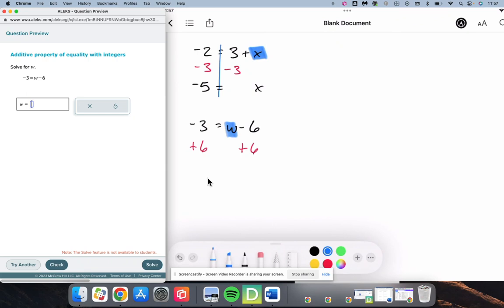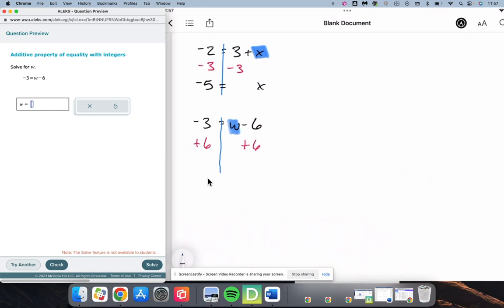And I'll draw my blue line again to remember that I've got to maintain equality here. I've got to keep both sides of the equation balanced. Negative 3 plus 6 is going to be positive 3, and what's left is a w, because negative 6 plus 6 is 0. We don't need to write that 0.